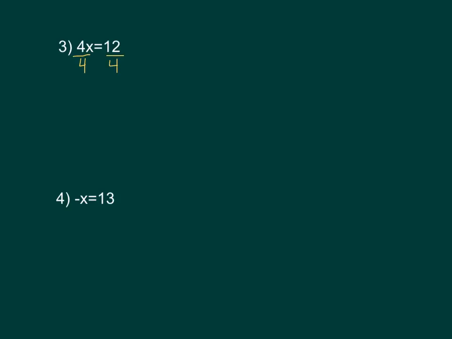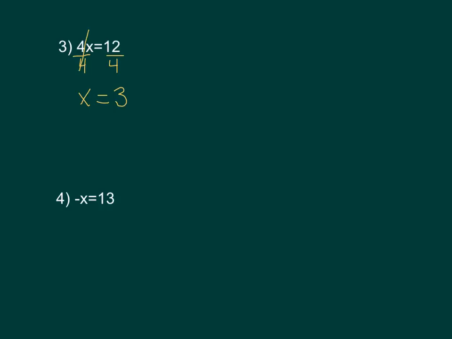Okay, and the reason why it cancels out is because 4 divided by 4 is 1. So we're left with 1x, or you can just say x. If you put the 1 there, that's perfectly fine. And then 12 divided by 4 is 3. Always make sure you check your answer. 4 times 3 is 12.